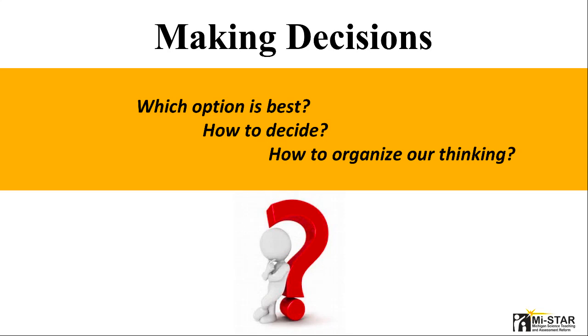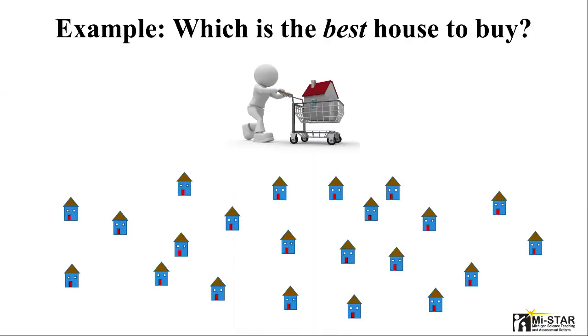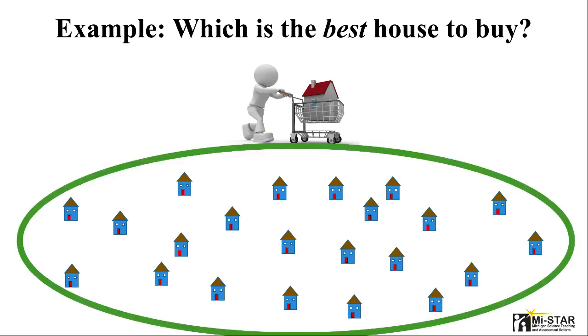In these situations, a decision matrix can be helpful. As an example, we will use a decision matrix to choose which is the best house to buy. Let's say there are many potential houses on the market we could purchase. Each of the houses is a potential solution.